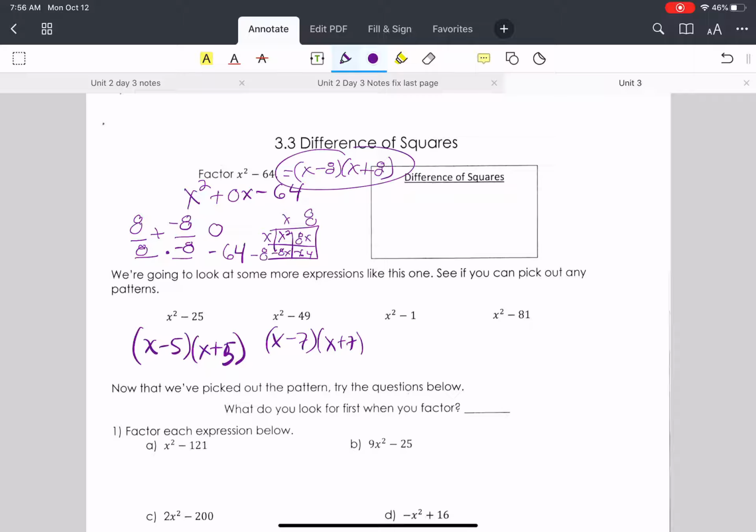Yes? Can you talk louder, Victoria? What if it's an uneven square root? Then we'll have to do our factor trees like last unit. Okay, and we'll get there.